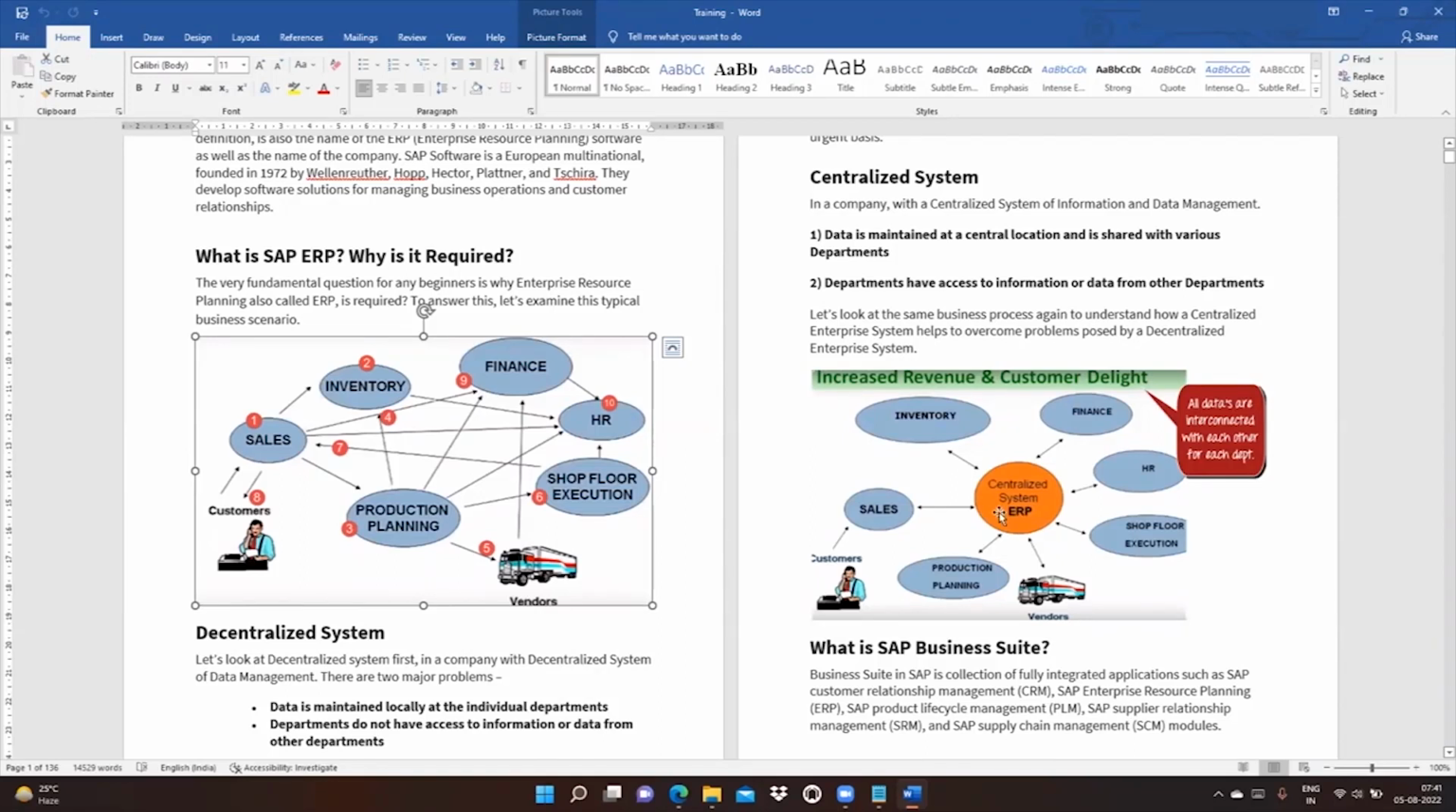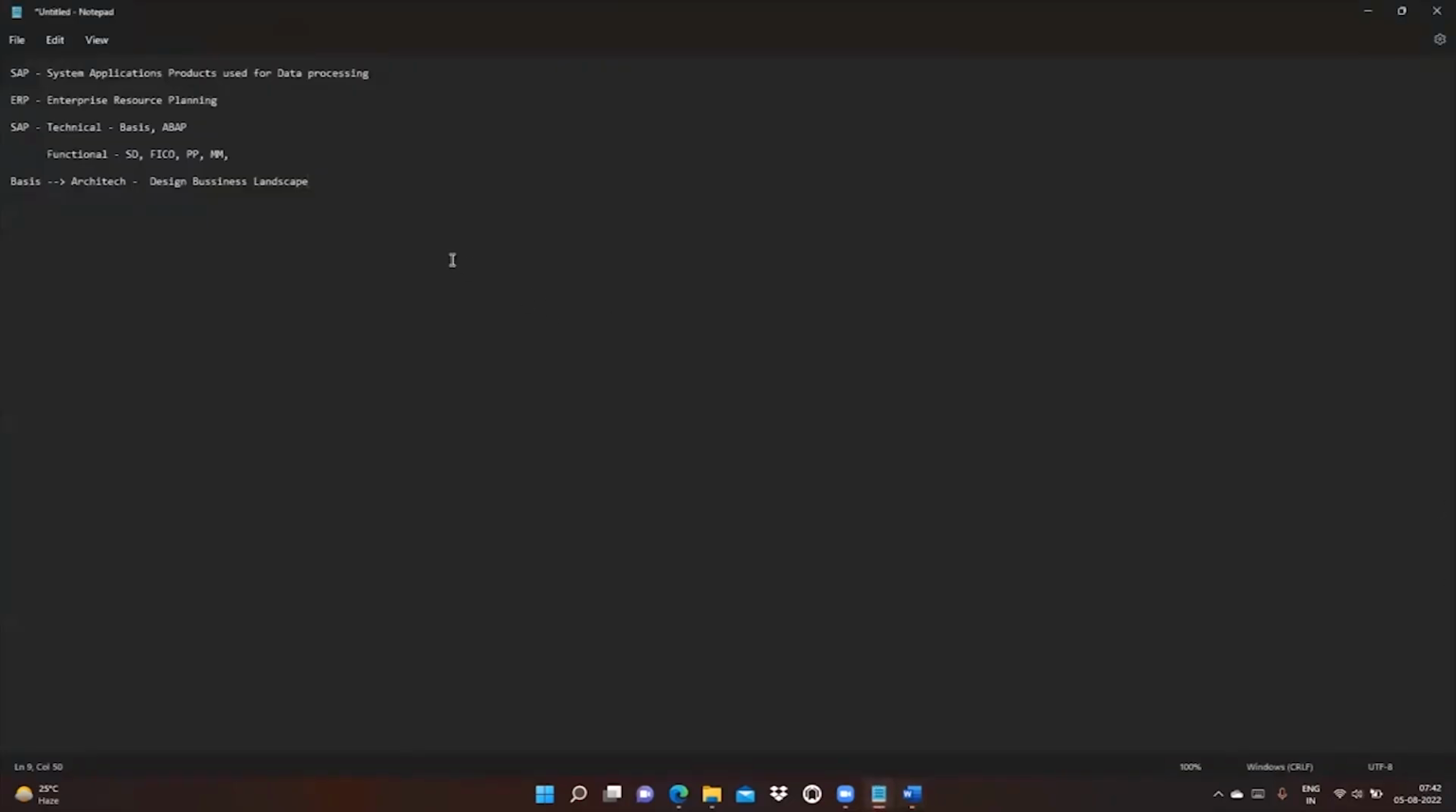What is your doubt? I just want to understand that particular thing, and based on that I can explain a bit further. Actually, I don't know anything about ERP. Then, first, can you explain about ERP? Then we will come to SAP, like that. Okay, fine.